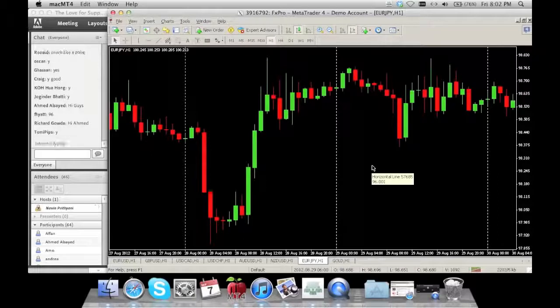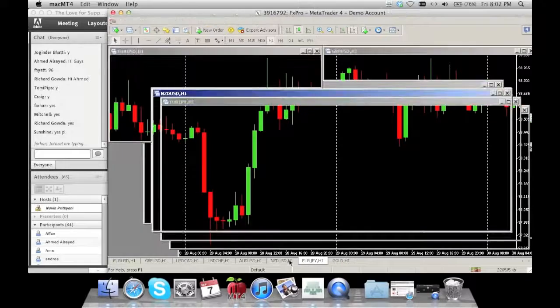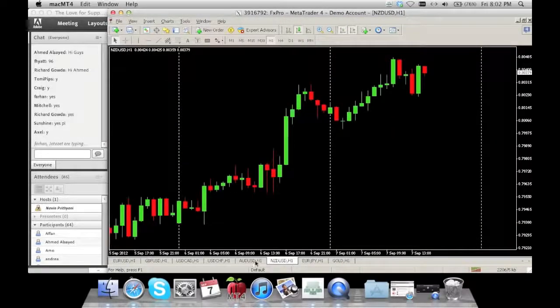Should we do one more example of the range or zone? Okay, let's do another example for this. Now, give me a pair. Any pair you guys want?